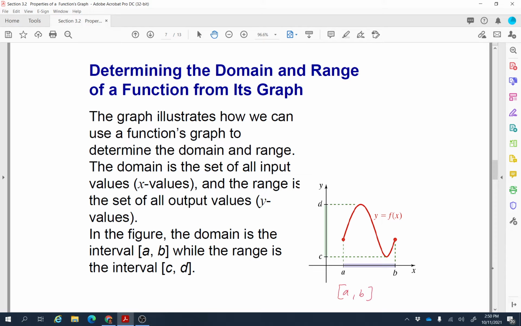And similarly, the range means when you walk on the y-axis from bottom to top, it starts from c, the lowest value, and goes up to d, the highest value, so it's c to d. So the domain is from a to b, and the range is from c to d. The domain is the set of all input values, which means x values, and the range is the set of all output values, which means y values.